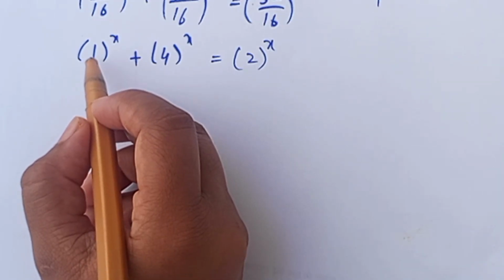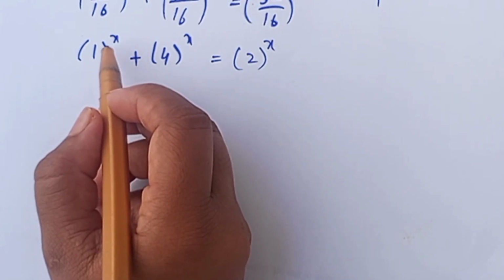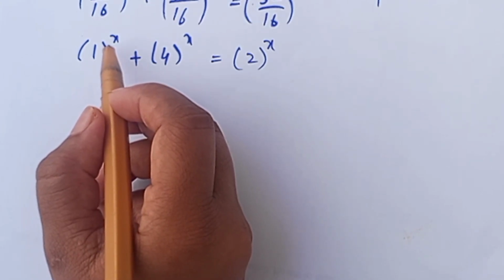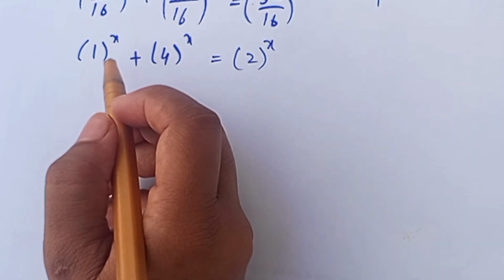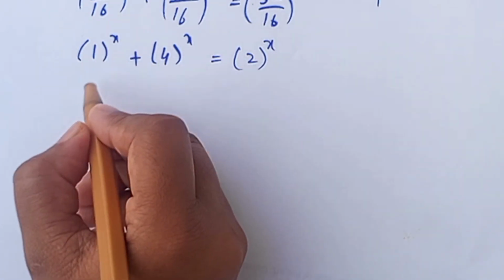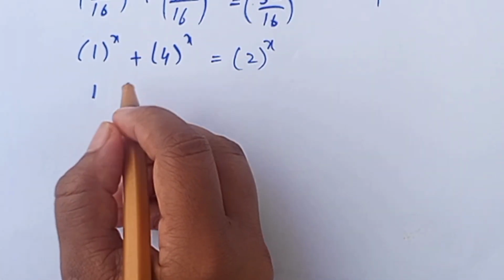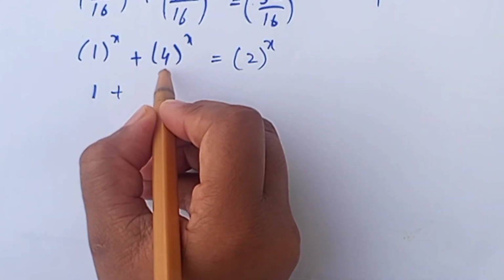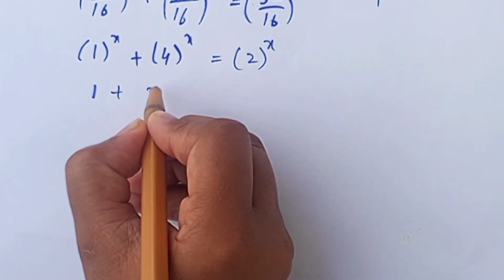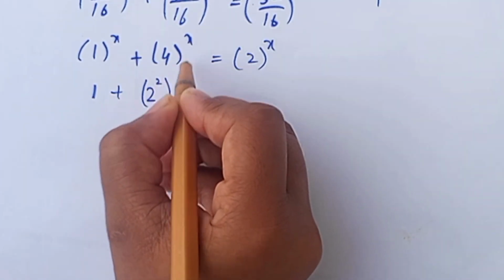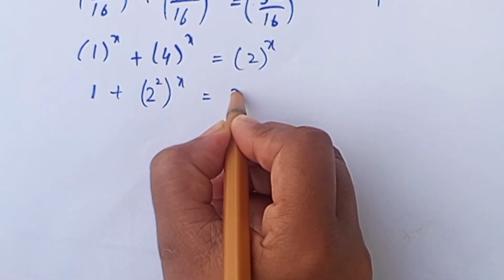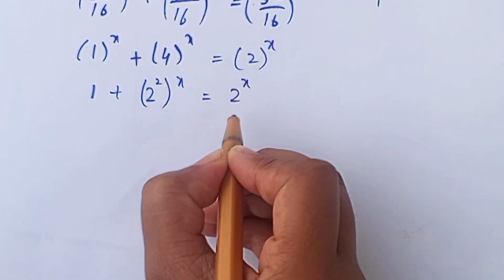Now look at this. This is 1 raised to the power x, and x is any number, and we know that 1 raised to the power any number is equal to 1. So this first term is just 1, plus this 4. We write this as 2 raised to the power 2, and its power is x, and on the right hand side, this is 2 raised to the power x.